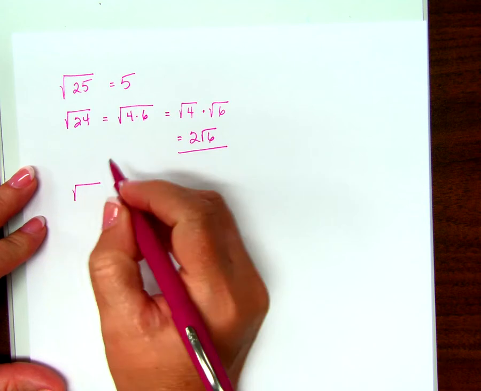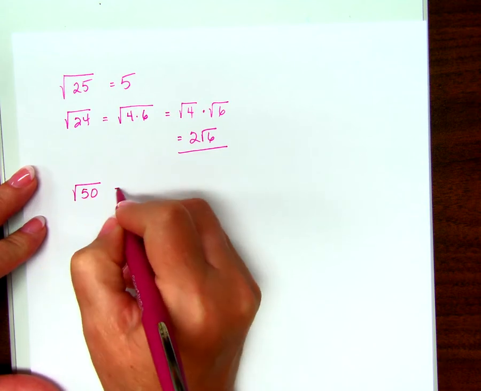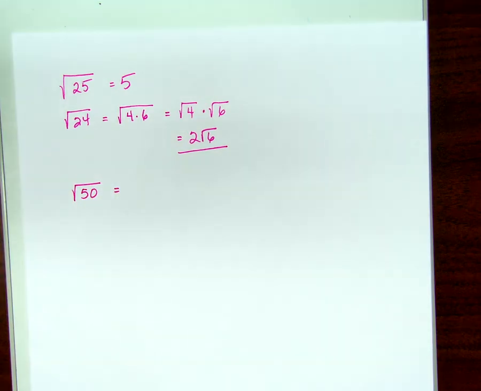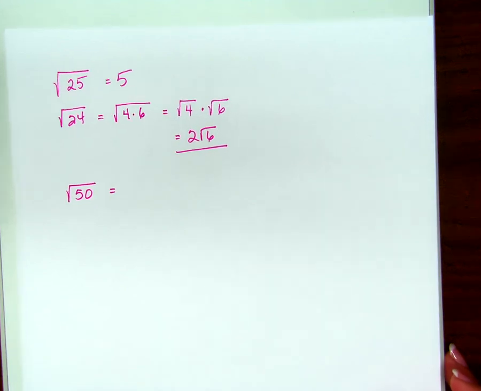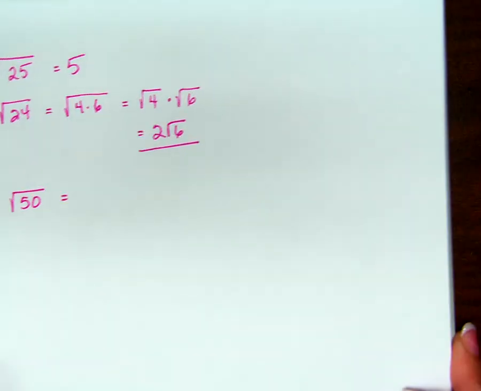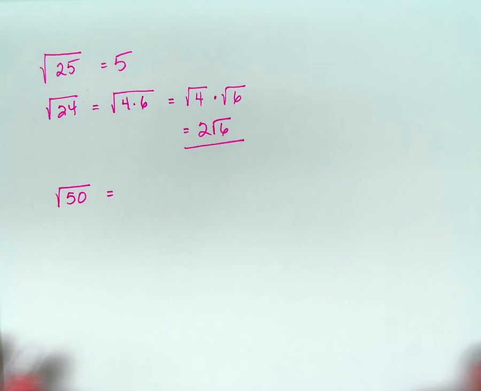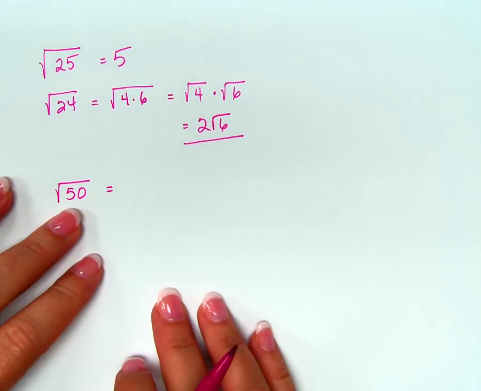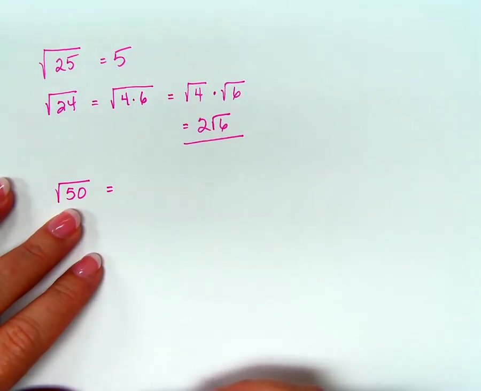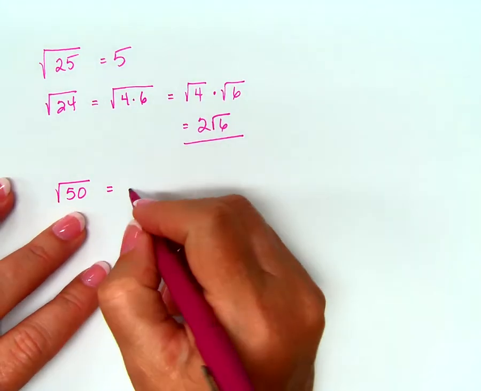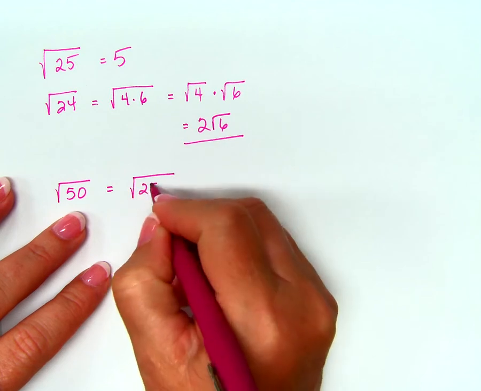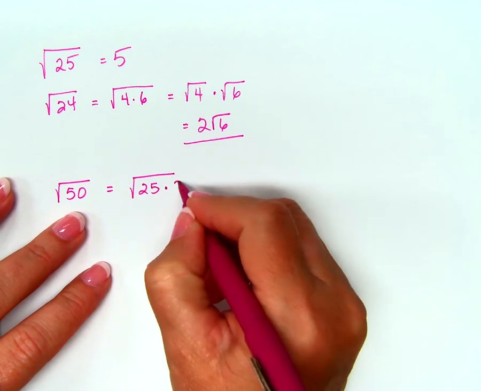So we need to do some practice on some of these. Square root of 50. Do you know the square root of 50? Neither do I. So what can we do? We can think about factors of 50 that we do know the square root of. 25. What is it? 25 times what? 2.